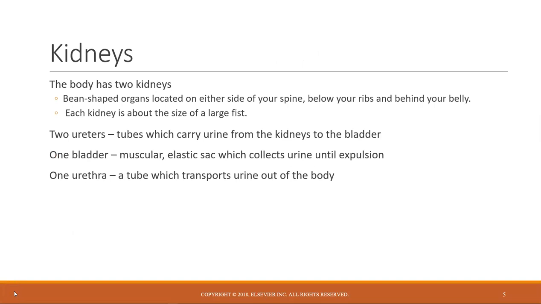Your body has 2 kidneys, and these are bean-shaped organs located on either side of your spine, below your ribs, and behind your belly. And each kidney is about the size of a large fist. There's 2 ureters, which carry the urine from the kidneys to the bladder. There's 1 bladder, which is a muscular elastic sac which collects the urine until expulsion, and 1 urethra, and this is the tube which transports the urine from the bladder to outside of the body.